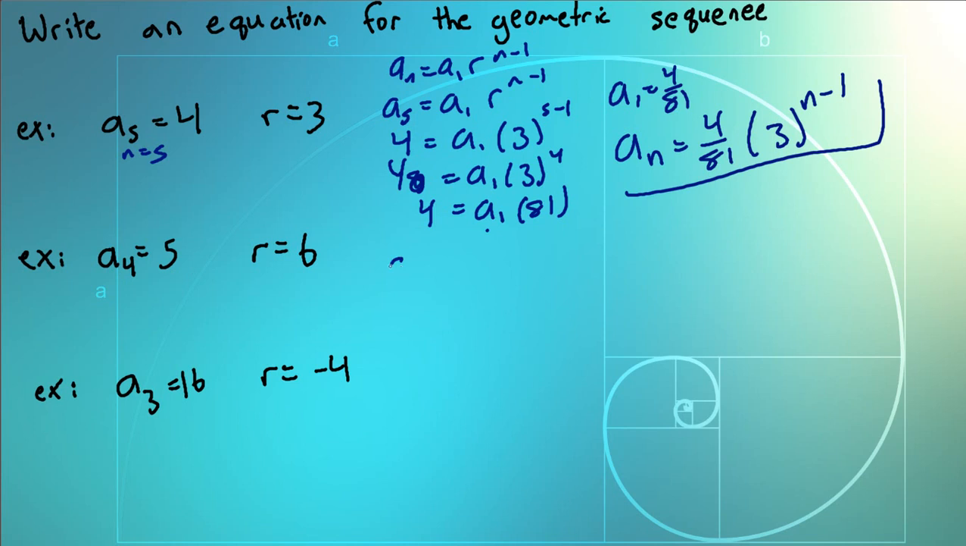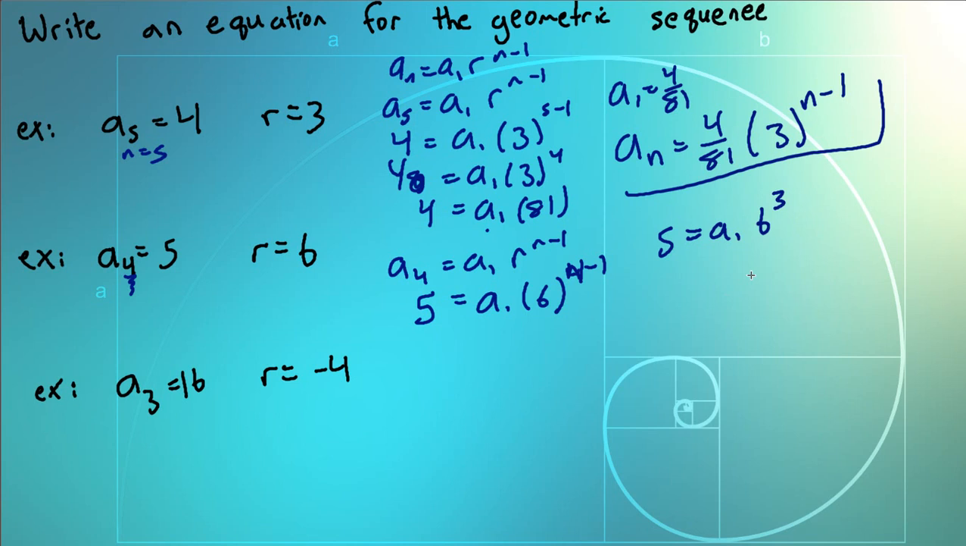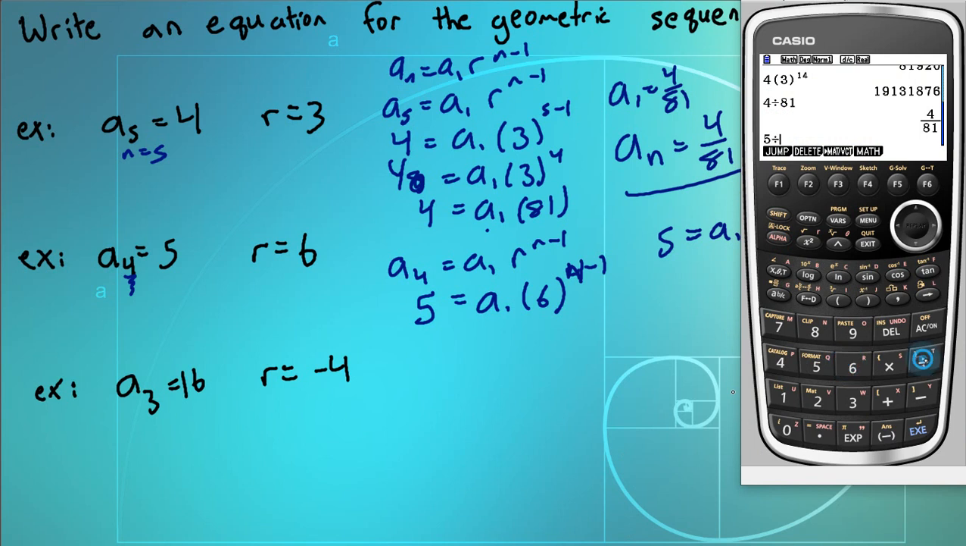So this one starts at the fourth term, so that means a sub 4 equals a sub 1 times the ratio to the n minus 1. So the fourth term is 5. I don't know the first term. My ratio is 6, and to the n minus 1. Now n is 4, so 4 goes right there. So I'll have 5 equals a sub 1 times 6 to the third, and I'll be dividing by 6 to the third. So 5 divided by 6 to the third.